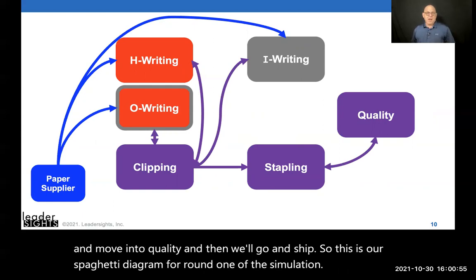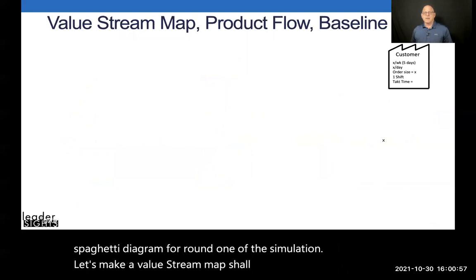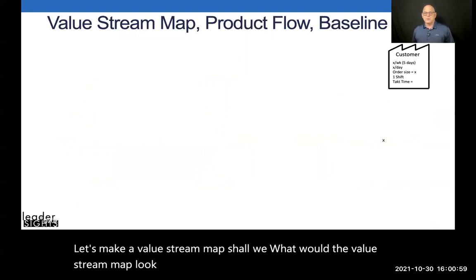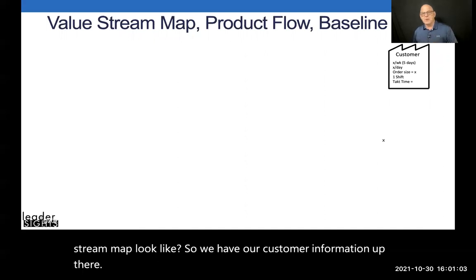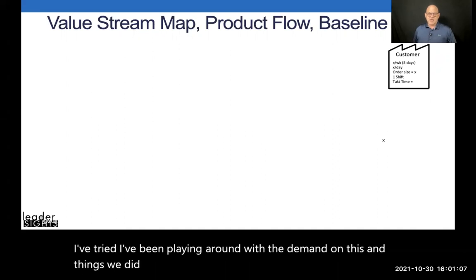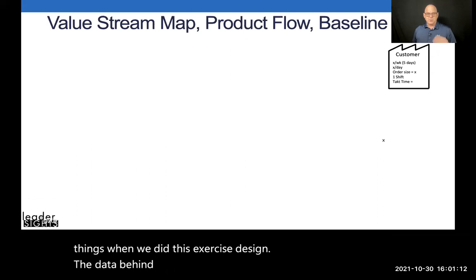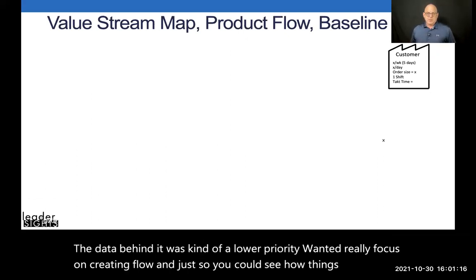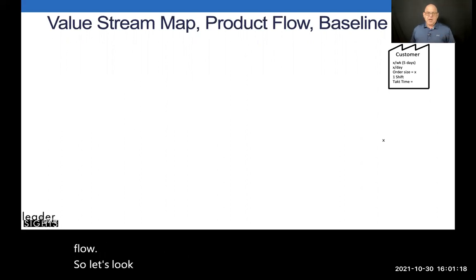Let's make a value stream map, shall we? What would a value stream map look like? Okay, so we have our customer information up there. I've been playing around with the demand on this. When we did this exercise design, the data behind it was kind of a lower priority. We wanted to really focus on creating flow, and just so you could see how things flow. So let's look at that from a pretty high level.